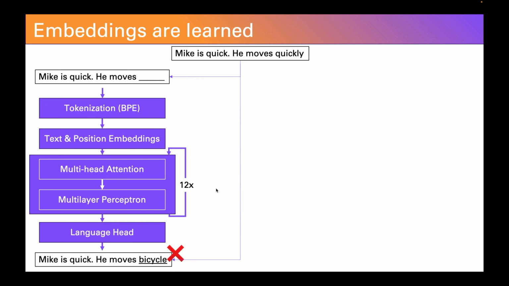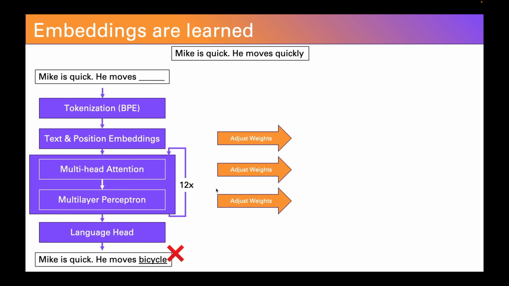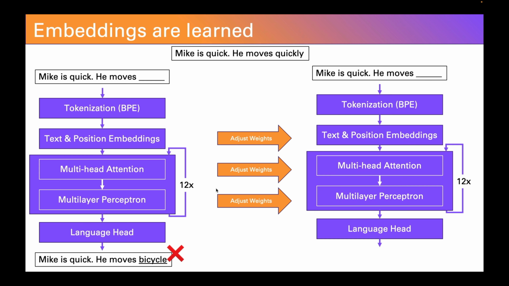And when it gets it wrong, like in this case here, if it says "he moves bicycle," then the algorithm known as backpropagation adjusts all the weights, whether that's inside multi-headed attention or inside the multi-layer perceptron, but also the embeddings themselves, such that when we try this phrase again, it hopefully gets it right. It says "he moves quickly."